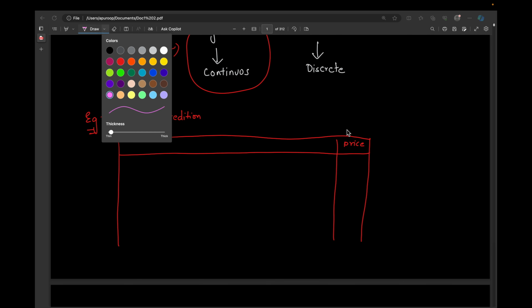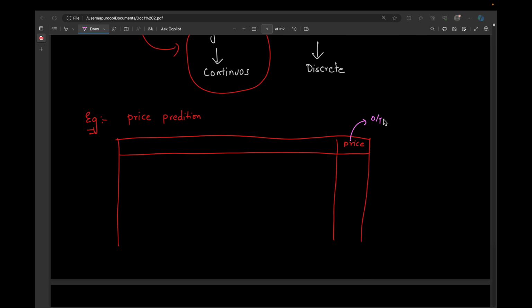We have several names for this. One is output, or we can call it a label, or a dependent variable. Like that, we have several names for the output, or we can also call it the output feature.